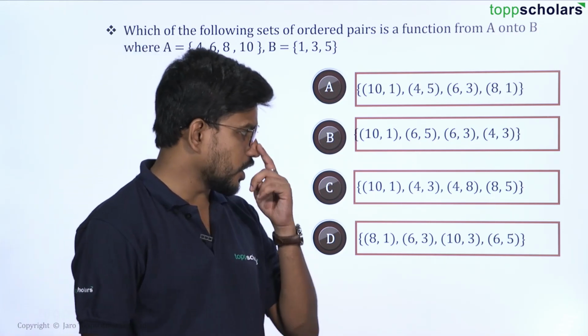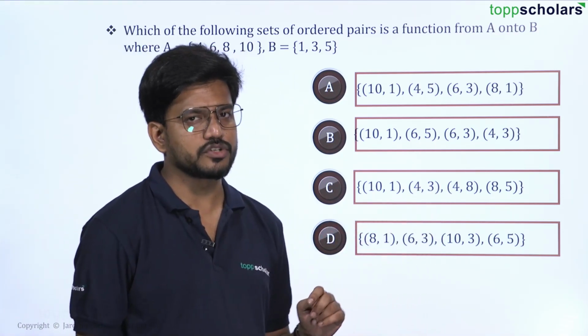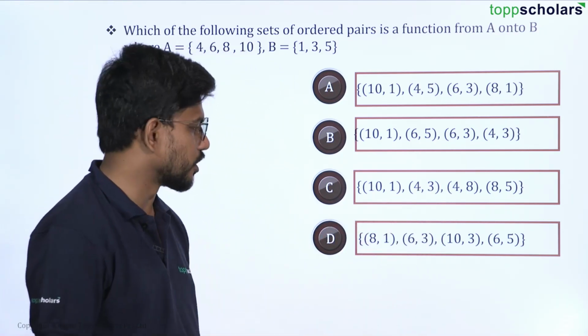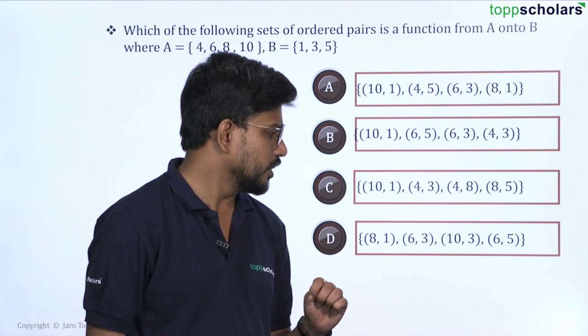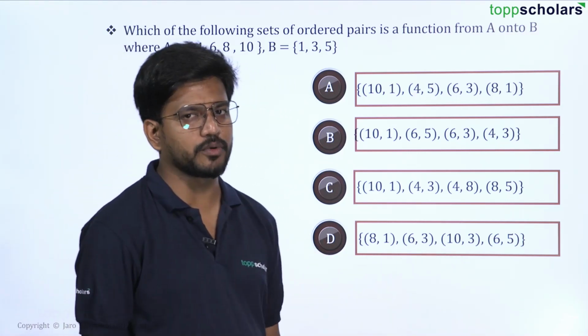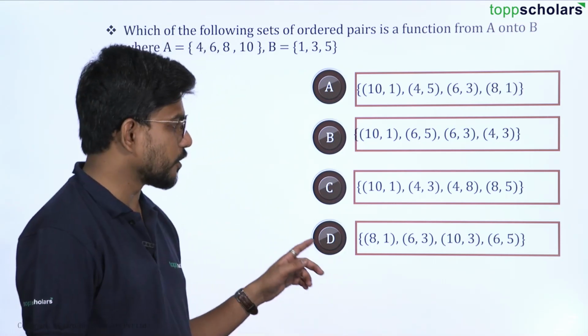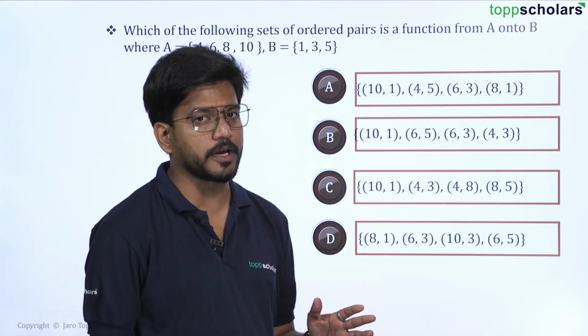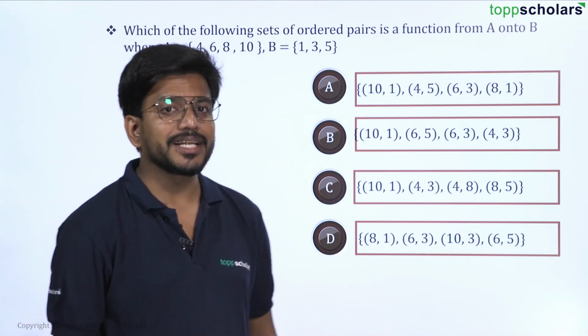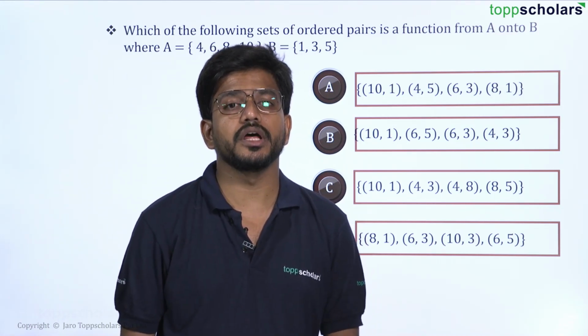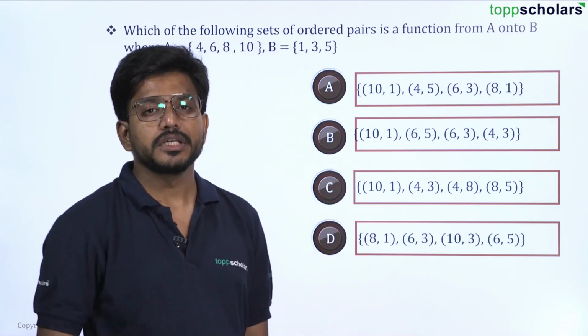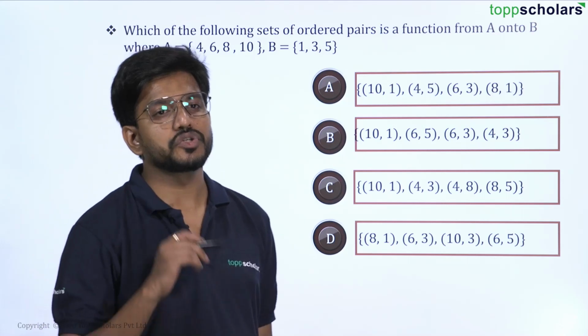Check out option C. In option C, 4 is mapped twice. So a single x is mapped twice, that is also wrong. If you check out option D, in option D also 6 is mapped twice, so that is also wrong. And in option D, 4 is remaining, 4 is not mapped. And I also told you that no x should remain unmapped. That is the reason option A is totally correct.